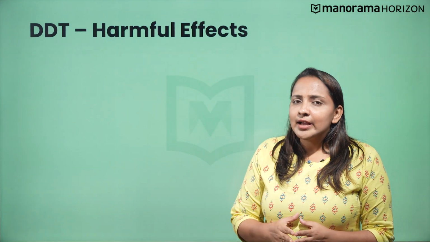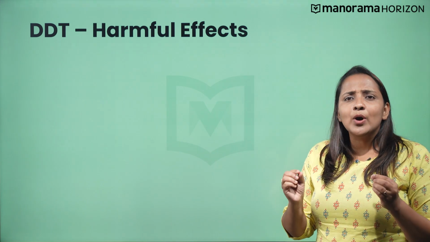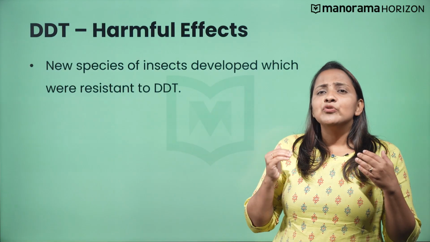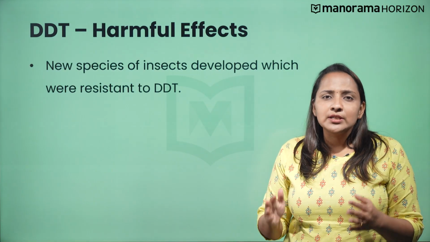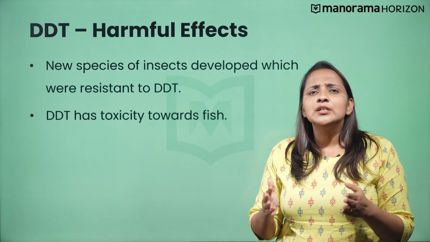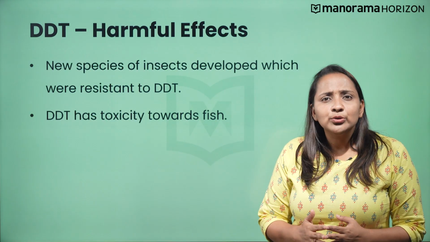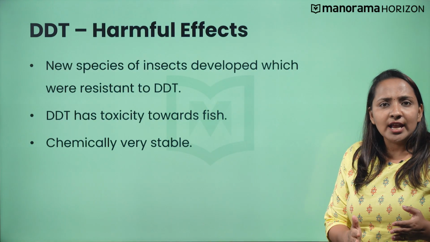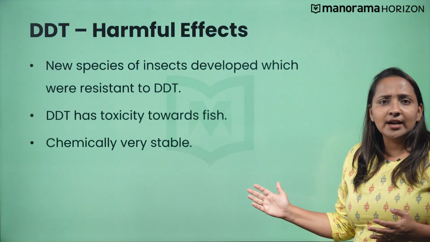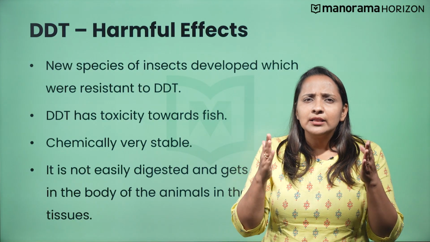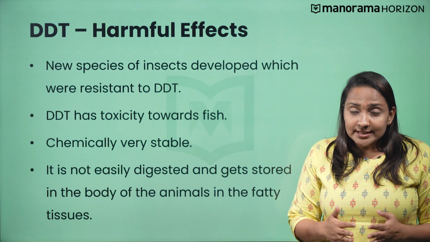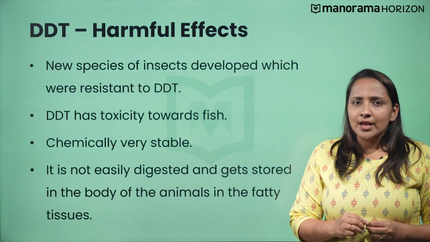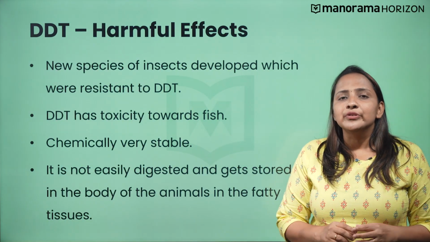Although it was very effective against mosquitoes, its harmful effects started to arise by the late 1940s. New species of insects developed which were resistant to DDT. Also, it was discovered that DDT has toxicity towards fish. It was very harmful to animals as it was chemically very stable. Once inside the body of the animal, it is not easily digested and gets stored in their body in the fatty tissues. For these reasons, DDT was banned in the United States in the year 1973, but it is still used in many parts of the world.